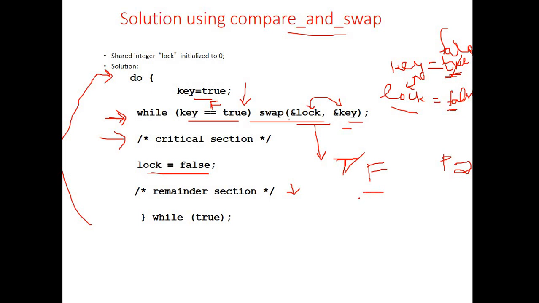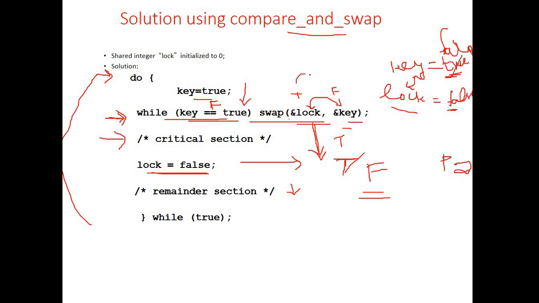Now it is checking the value of the lock variable while the first process P1 is in the critical section. When P1 is in the critical section, the lock variable value is true. So now P2 is checking the entry condition in the while loop. The key value is false and the lock value is true. These two values are passed to the swap function.